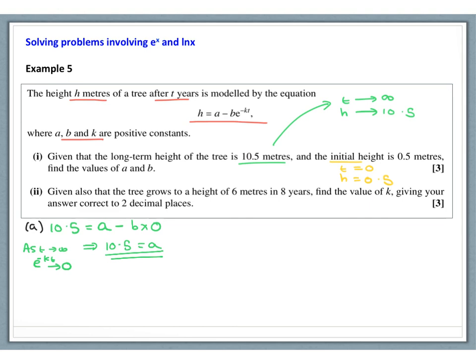We can now use this and substitute in the second piece of information. So when t equals 0, h equals 0.5. So we can say that 0.5 is equal to a, which is 10.5, minus b e to the power of negative kt, but of course t is 0, so negative kt becomes 0 as well, and we know that e to the 0 equals 1. So 0.5 equals 10.5 minus b, which simply gives us b is equal to 10.